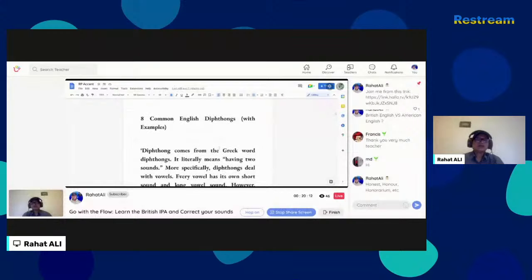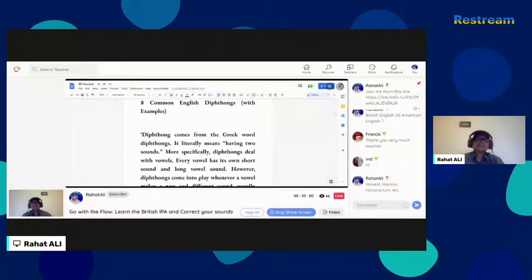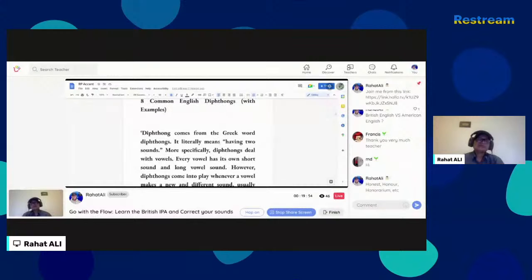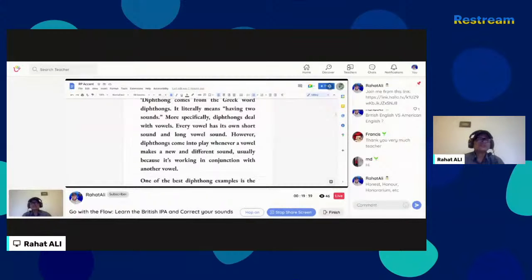So our discussion today is the basic part. Second part is diphthong. So what are called diphthongs, guys? Diphthong comes from the Greek word diphthongos. It literally means two words or two sounds. Every vowel has its own short sound and long vowel sound. However, diphthongs come into play whenever a vowel makes a new and different sound, usually because it's working in conjunction with another vowel. So remember that. So diphthong is the combination of two vowel sounds when it creates a new vowel sound.